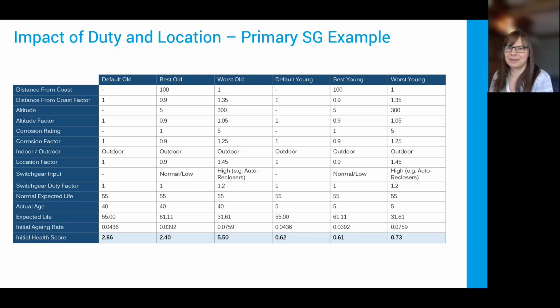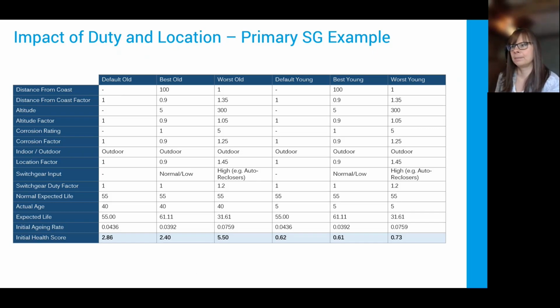The message here really is that if you're going to start collecting data, just go for your older assets first. I know that's probably common sense, but there's quite a big difference between 5.5 and 2.4 as a starting point. And obviously, as the assets get older, they will start accelerating in their condition more rapidly.